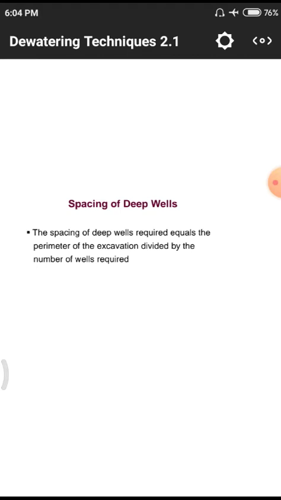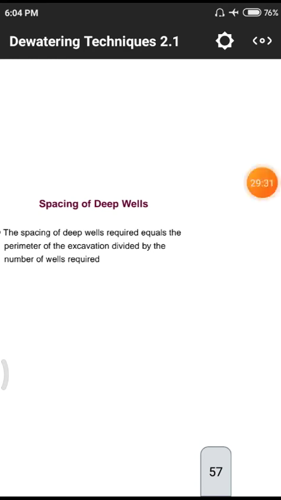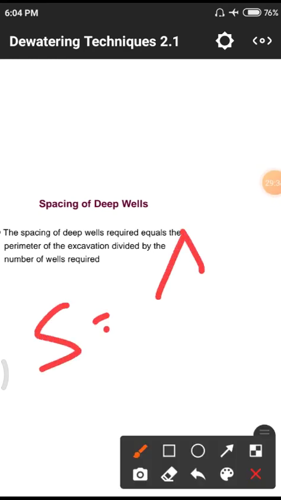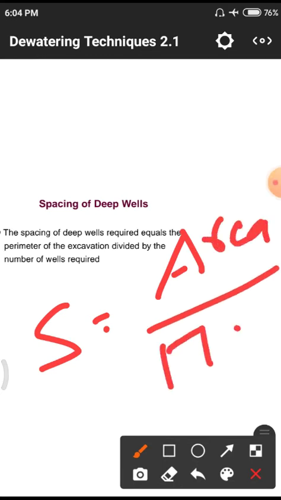That means the spacing will be: spacing equal to total area by number of wells we are having.